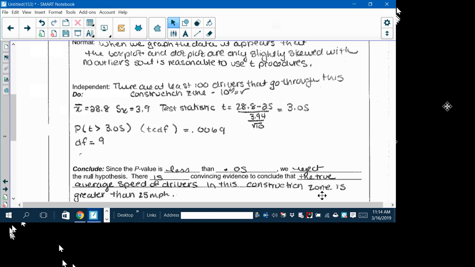Then we calculate our test statistic and come up with our probability of 0.0069. So since the p-value is less than 0.05, we're going to reject the null hypothesis and say that there's convincing evidence to conclude that the true average speed of drivers in this construction zone is greater than 25 miles per hour.